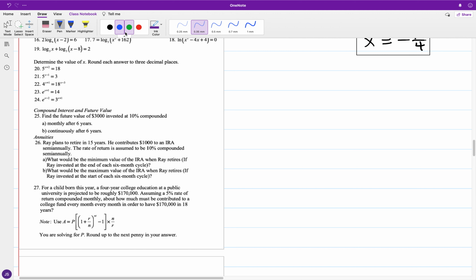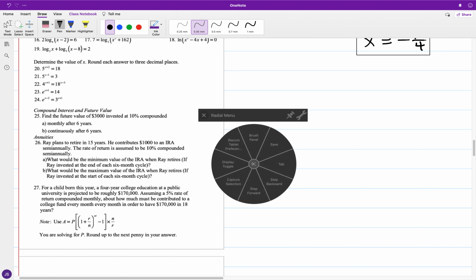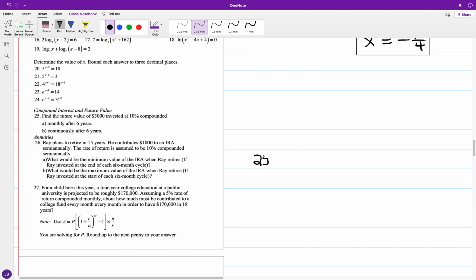And for the setup in number 25, again we have P, the principal, or what is financed. We have $3,000. The rate of interest is 10%. In recording the numbers in the calculation, the rate is going to be entered as 0.1. And for the time span, we have 6 years.